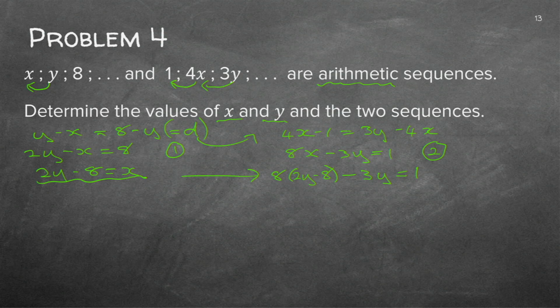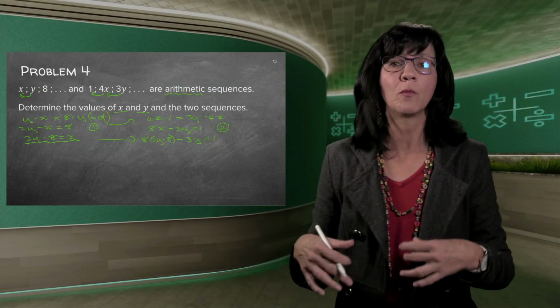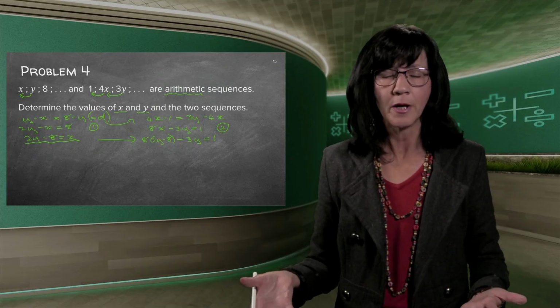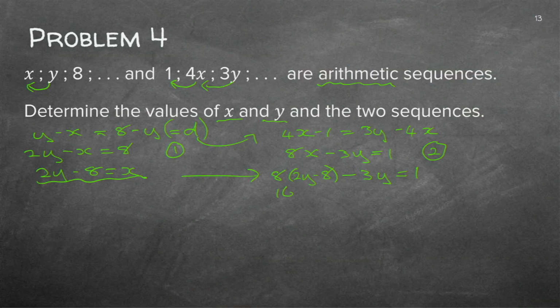In the previous problem, you had to subtract the two equations. In this one, it's not going to be nice to subtract, because the 1x or the 1y will not fall away. So it won't help you. You will still have two variables. If I now do this and I multiply out, 16y minus 64 minus 3y is equal to 1. I've got a nice equation with only y's in, and I can solve it.